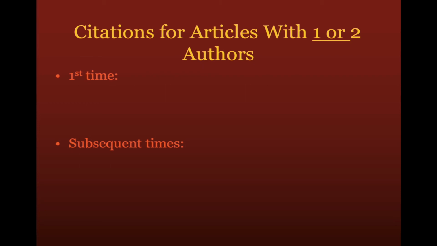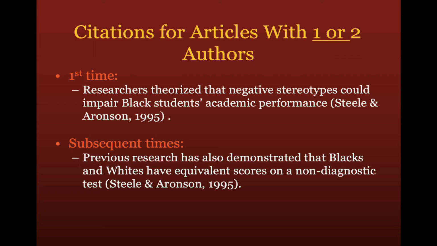Now let's talk about when you're citing articles with one or two authors. So if you have one or two authors, the very first time you cite them, you cite both authors. So for this example, we're using the parenthetical. Steele, ampersand, Aronson, 1995. And then any subsequent time you're citing Steele and Aronson, use the exact same format. Either if you're using the more standard approach or the parenthetical approach, it's Steele and then Aronson, 1995.